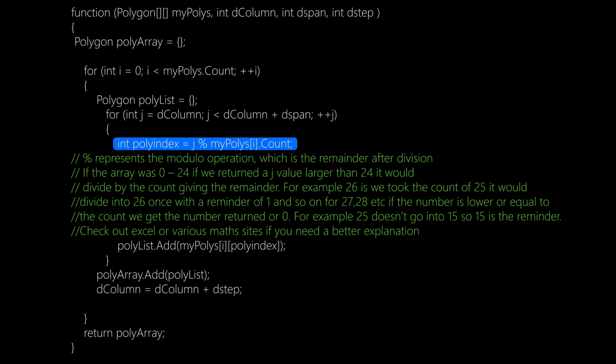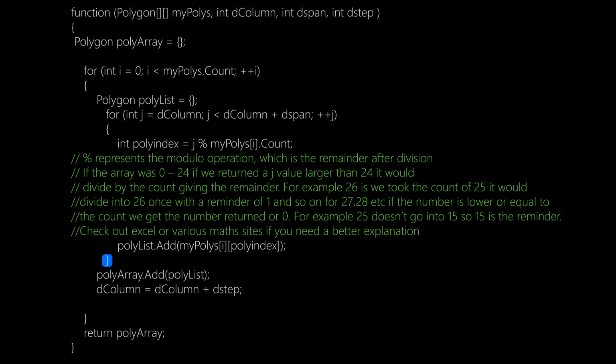But now we've set up the polygon index of where we are, and what I want to do is grab that. So polygon index is j, percentage polygon I, which is the row we're in, dot count. That works out the count of the row itself. We work out the modulo of the number we are versus the number of polygons in that list, grab that polygon, and put it in our list. So we say polyList.add, myPolys I, and then polyIndex. We just put in the poly index we just worked out, and that drops it in the list. Then it loops around and continues to do that until it runs out of j's.